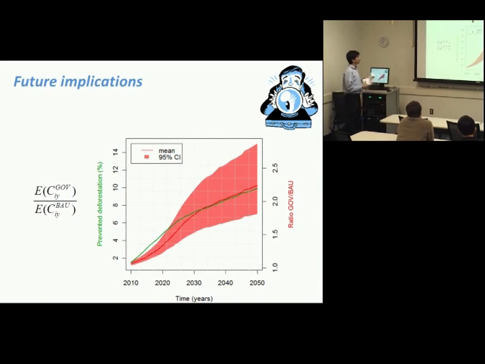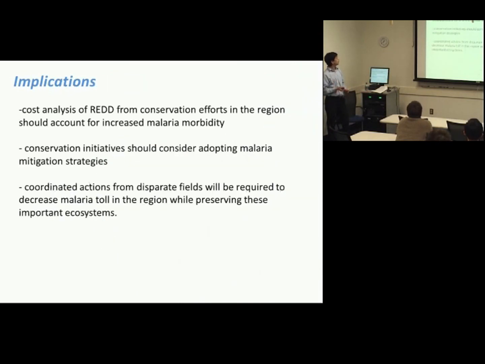Those are really interesting patterns that suggest that these conservation actions can have, or may have, important implications for malaria. And so here are some of the implications.